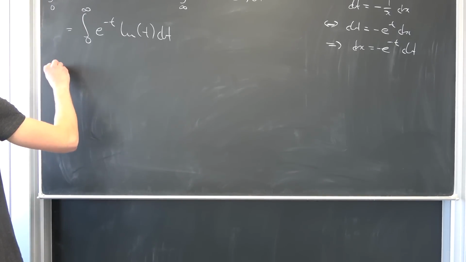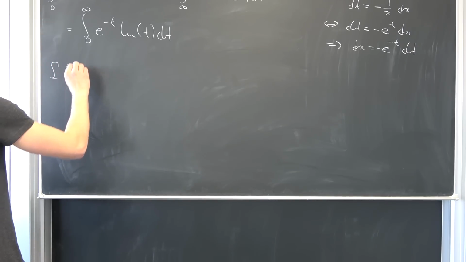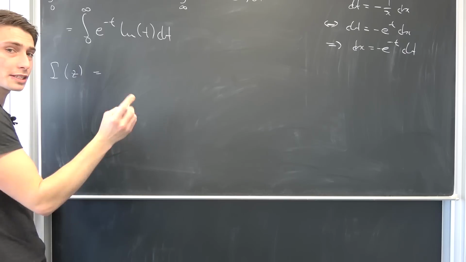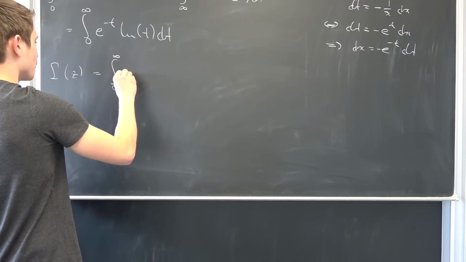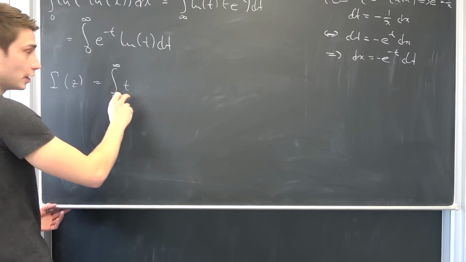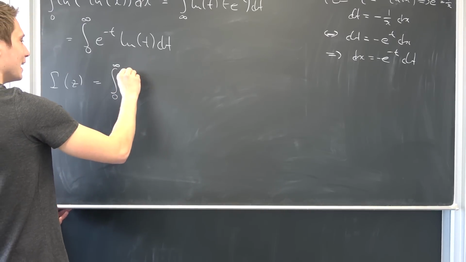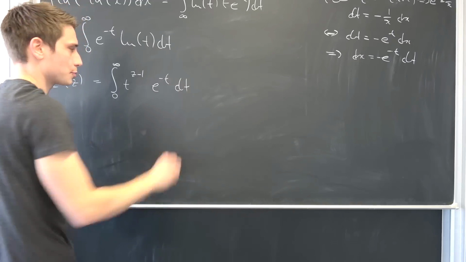I want you guys to consider something different for this purpose. I want you guys to consider our boy, the gamma function of z. This is nothing but the integral from 0 to infinity, we have derived this before, of, well, let's say t to the z minus 1 times e to the negative t integrated with respect to t.